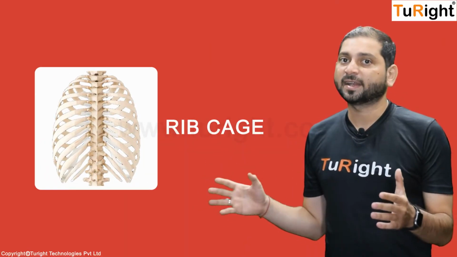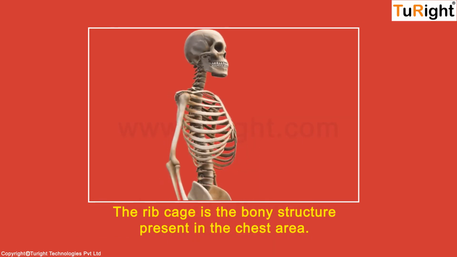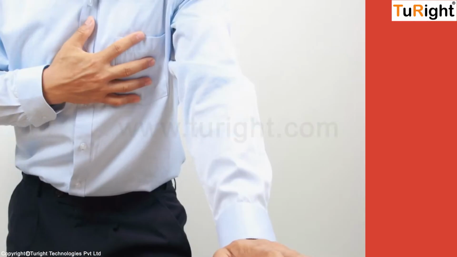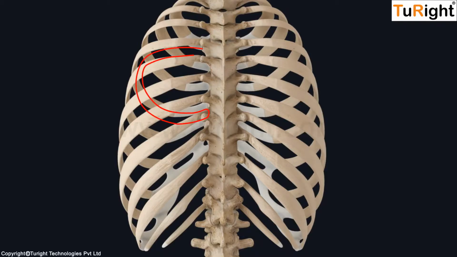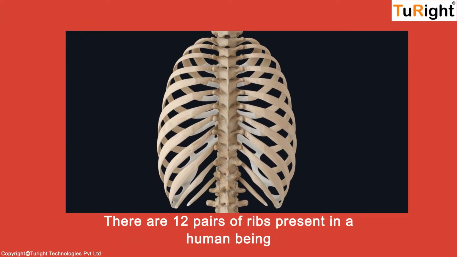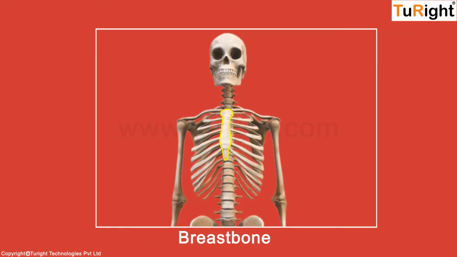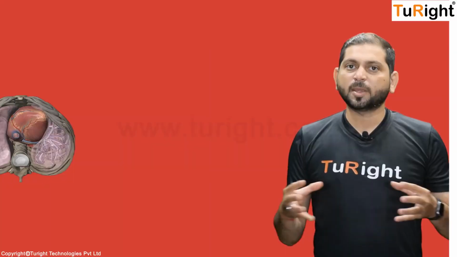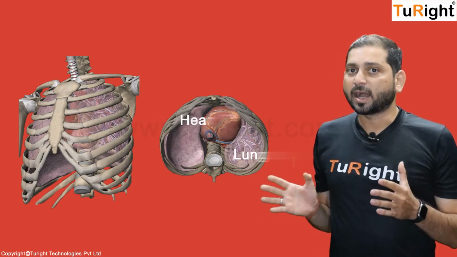The next part of the skeleton is the rib cage. The rib cage is the bony structure present in the chest area. You can easily feel it each time you keep your hand on your chest. The ribs are curvy in shape. There are 12 pairs of ribs present in a human being. The ribs are joined to the backbone at the back and the breastbone in the front. The rib cage protects many important internal organs such as the heart and lungs.